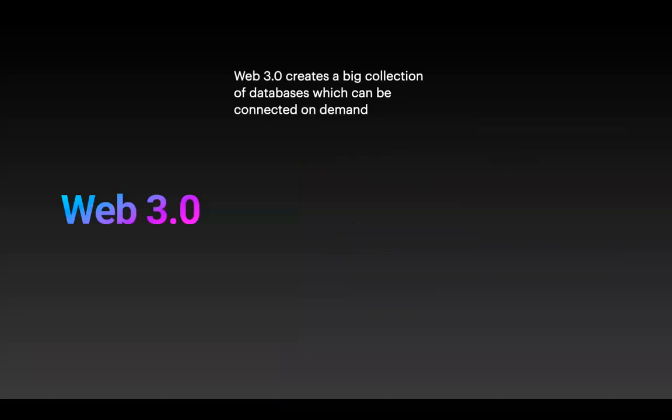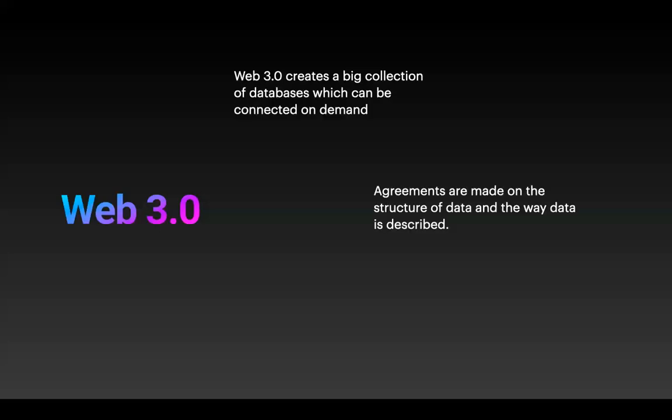So all the databases have been created and they are now interconnected. What Web 3.0 does is create a big collection of databases which can be connected on demand. Agreements are made on the structure of data and the way data is described, so everything is defined. Where the data is located is irrelevant. It is not necessary that it has to be in my cloud server or wherever. Linking the data is the power of Web 3.0.